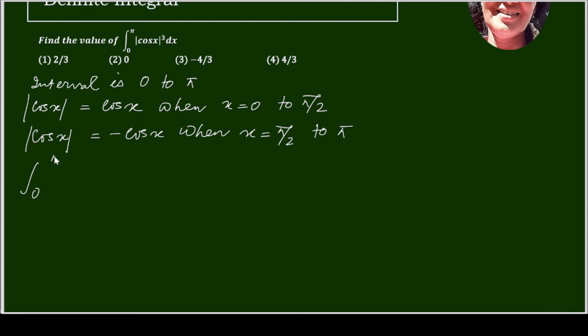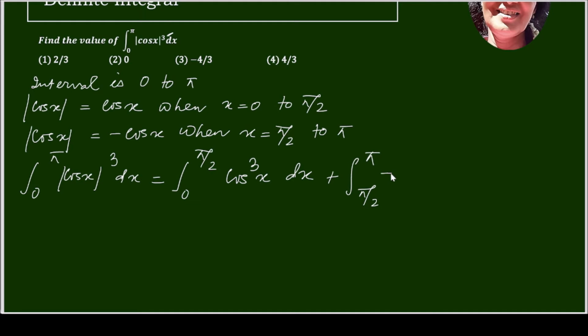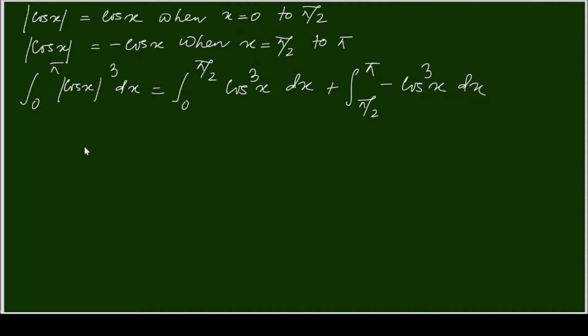So the integral from 0 to pi of |cos x| whole cube dx equals, again, it is an odd power, so we'll write this cos x and negative cos x in different intervals as it is. So 0 to pi by 2 it will be cos cube x, and pi by 2 to pi it will be negative of cos cube x. Now it is easy to find out the integral.